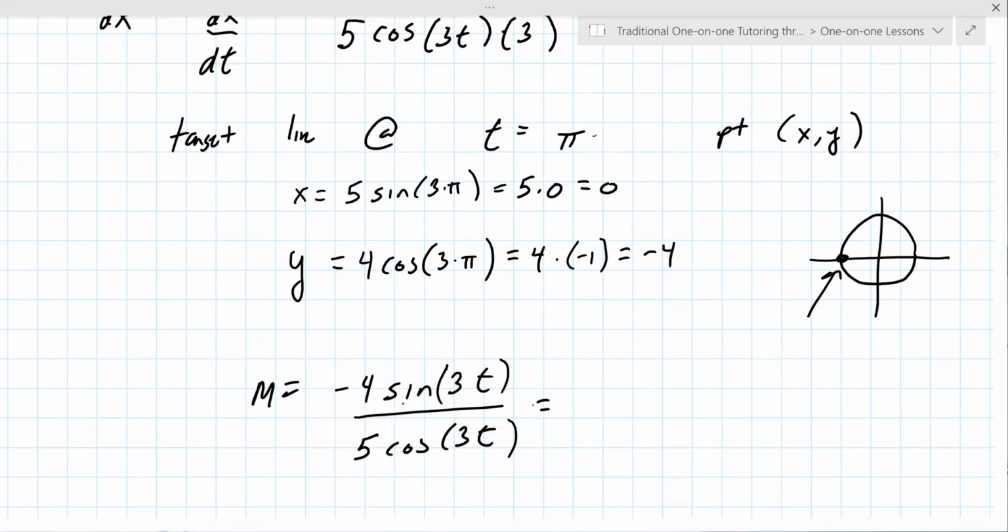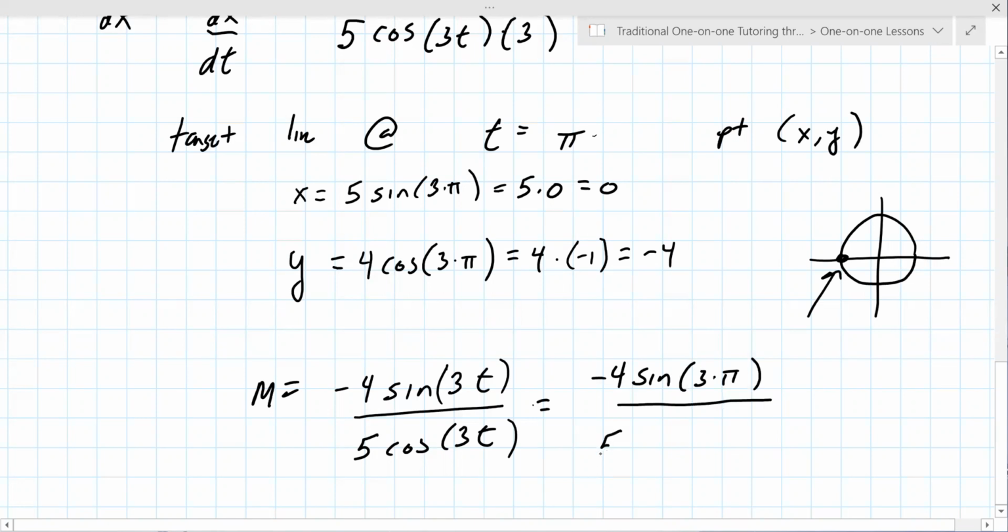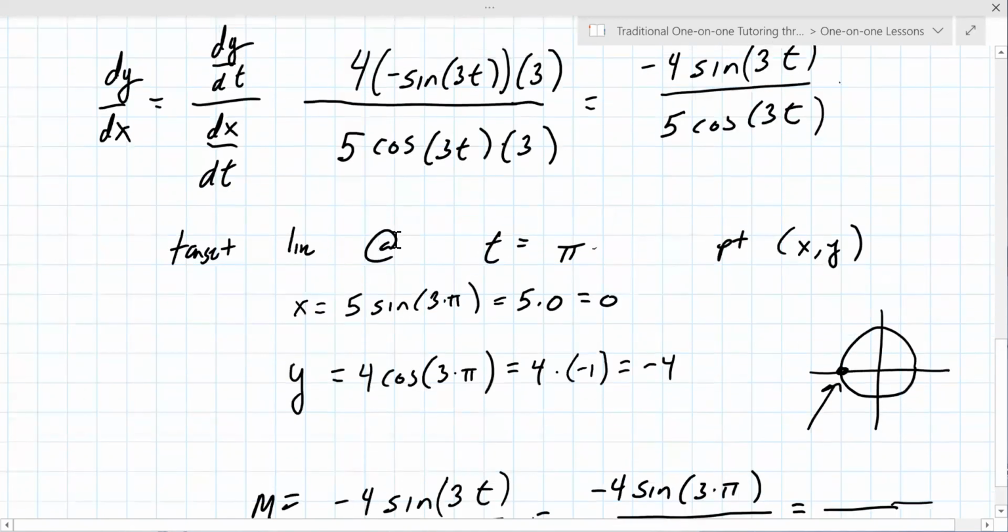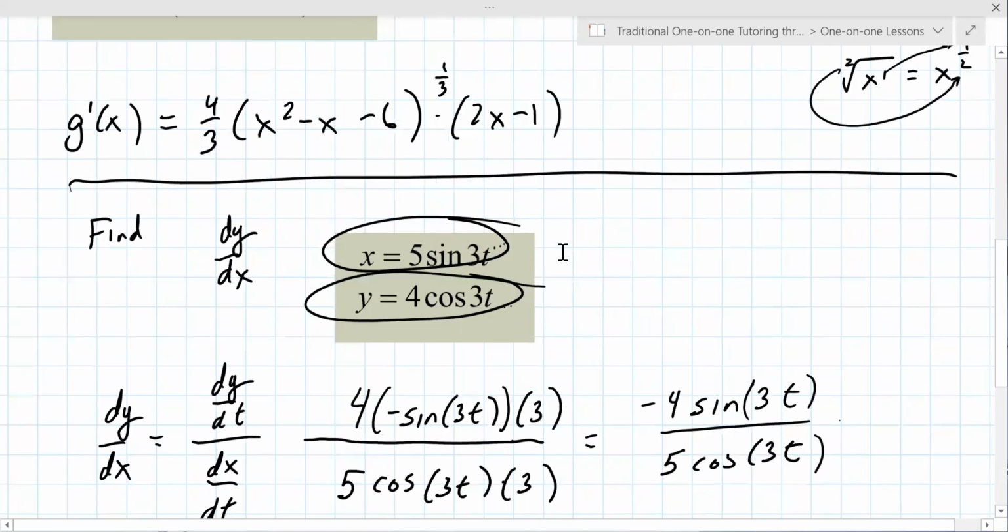What do you mean by that? You have to, this is the derivative. It's not the same. So it's -4 sine 3 times pi over 5 cosine 3 times pi. Wait, how did we end up doing 5 sine instead of 5 cosine? Sine is the original. Oh, it's from the original, I see. Yes, the original gives you the point, the derivative gives you the slope.